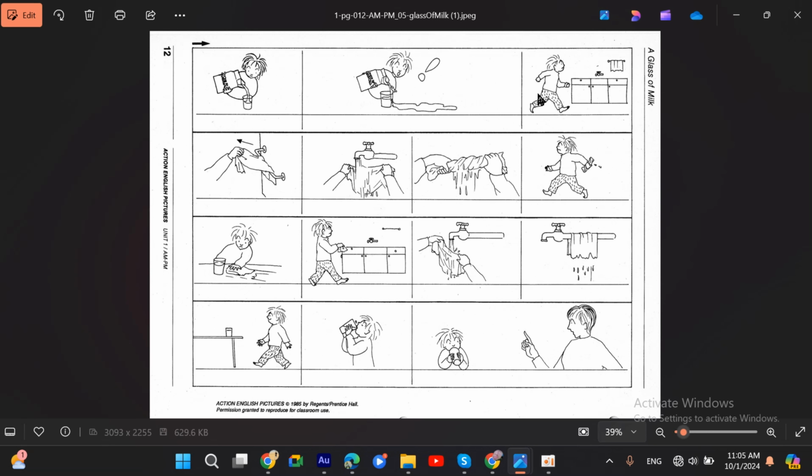And then و تصویر سیوم, in the third picture, او به آشپزخانه میره. آشپزخانه is the kitchen.